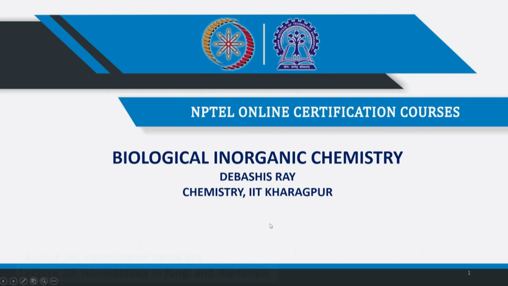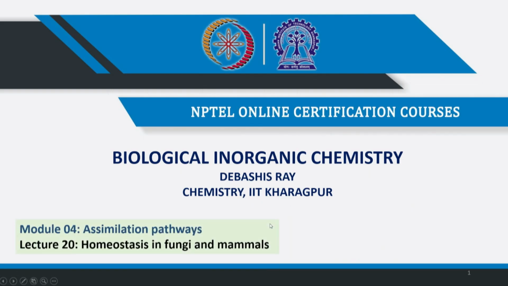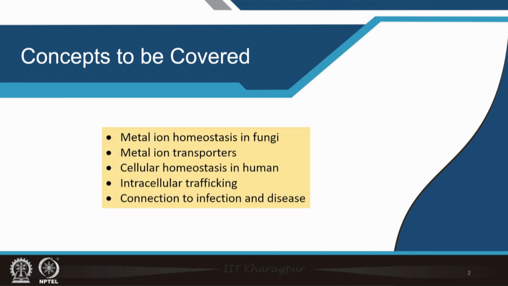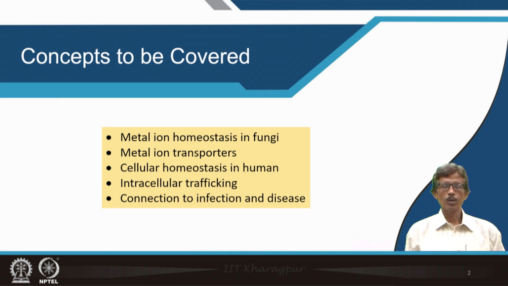Welcome back to module 4, where we are discussing the assimilation pathways, and this is the last lecture of this module. We will now move to metal ion homeostasis. Already we have defined it, we nicely know now what homeostasis is, but now we apply it to the fungus as well as the mammals and the human being, because these are very important to understand. In terms of fungal metal ion homeostasis, you should nicely know how the different fungi can take up metal ions and whether they are dependent or not.